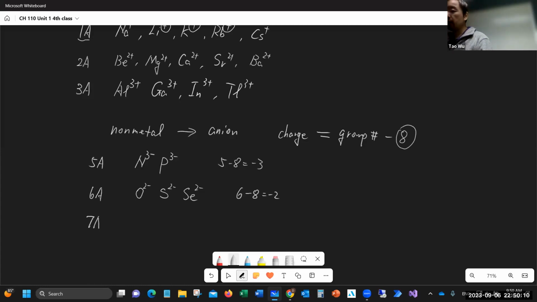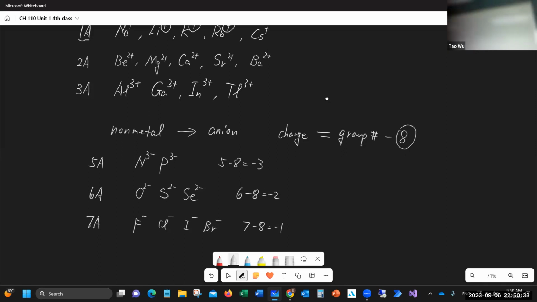7A group, the halogens: fluorine, chlorine, bromine, and iodine. These show just a 1 negative charge, because 7 minus 8 is a negative 1 charge. So those are pretty common.